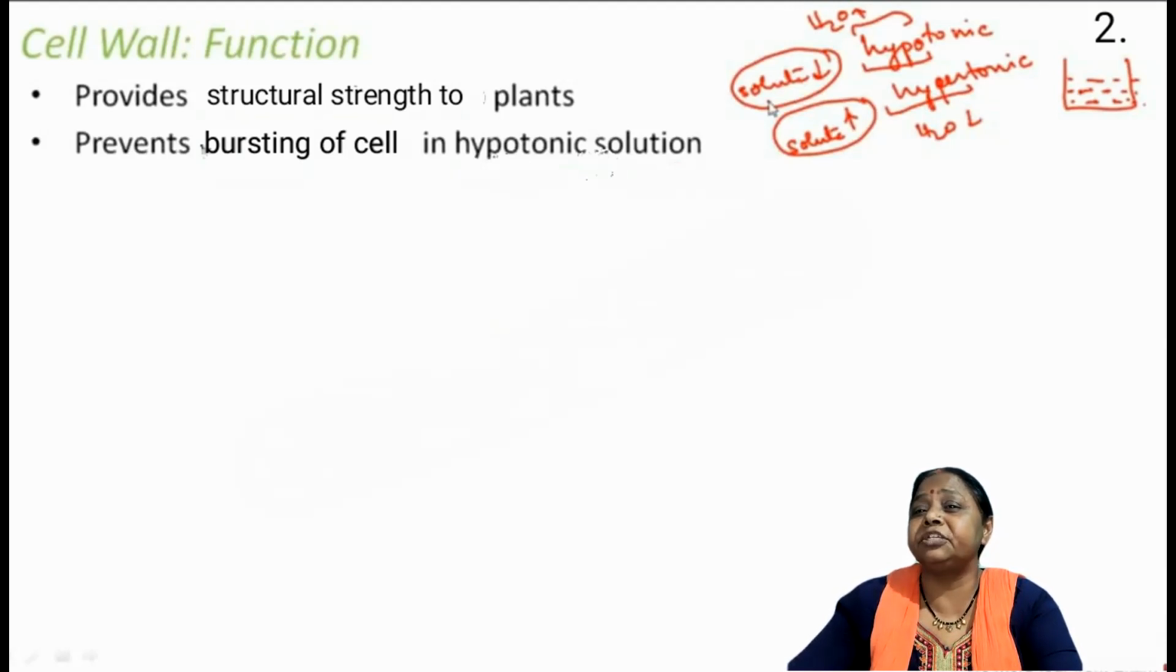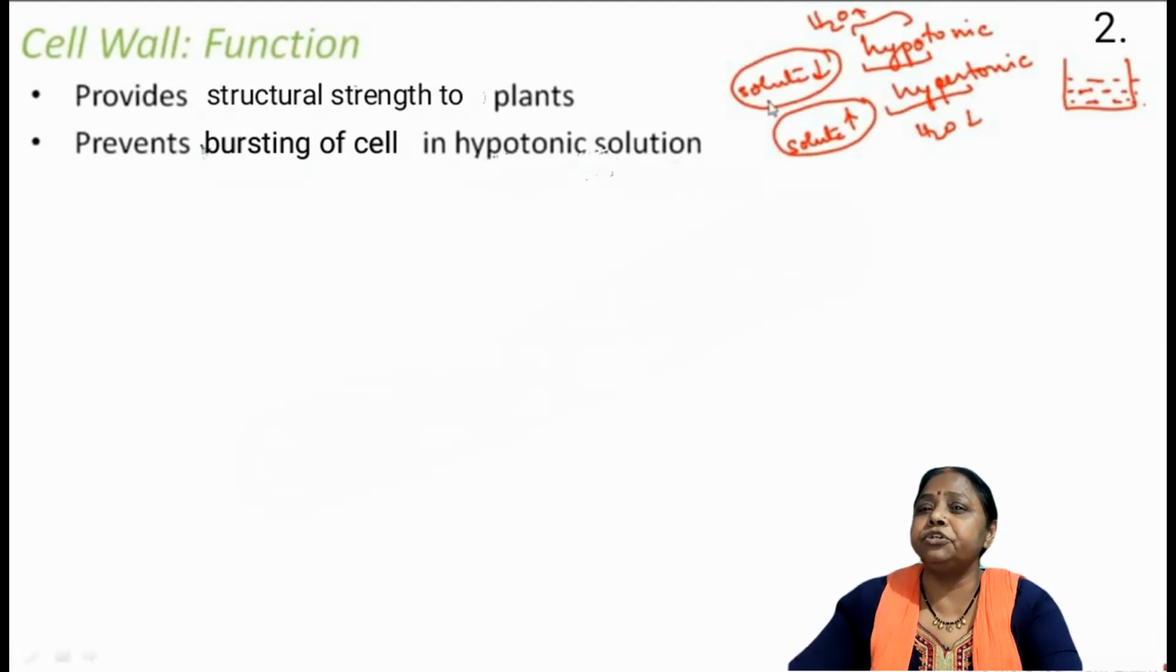It provides structural strength to the plant cell and prevents bursting of the cell in a hypotonic solution. Children, I have already discussed what is hypotonic. Hypotonic means the solution in which solute particles are fewer, but solvent particles are much higher. Solvent means water. Water content is very high in a hypotonic solution.